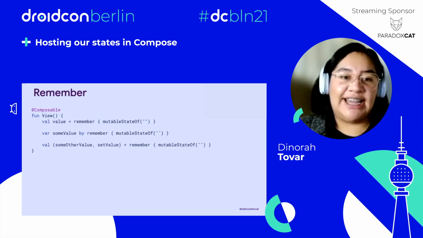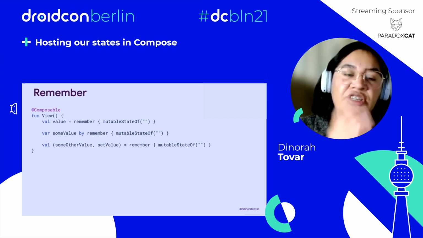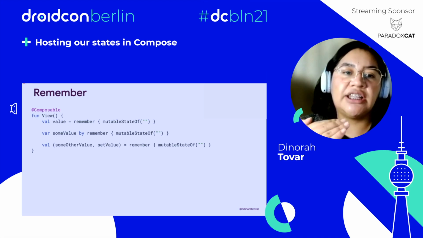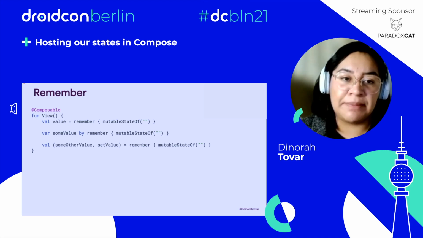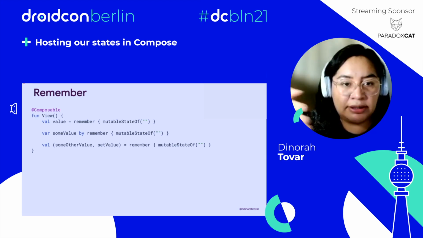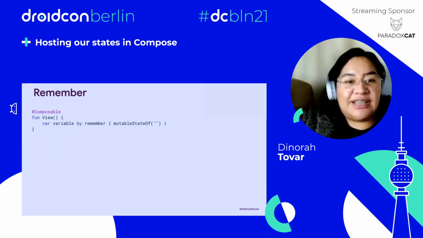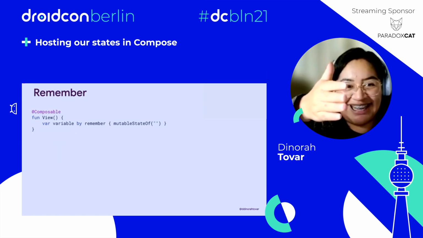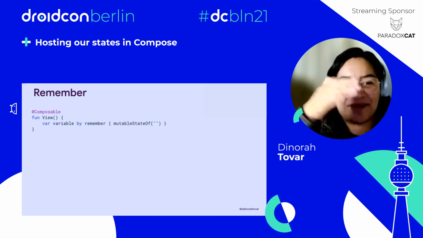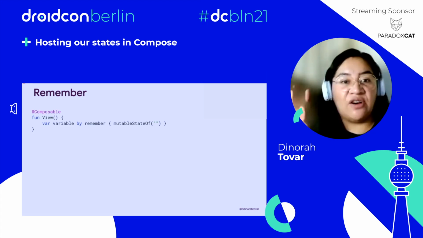So what is going on inside? You can use this with a function like this. This is a composable function and has three ways to access remember. Remember can be accessed over a val, a var. The same value around it. And if you do this, we are going to focus only on this. In this part we are going to have a var variable that is going over remember, and remember is going to be a mutable state of a string.